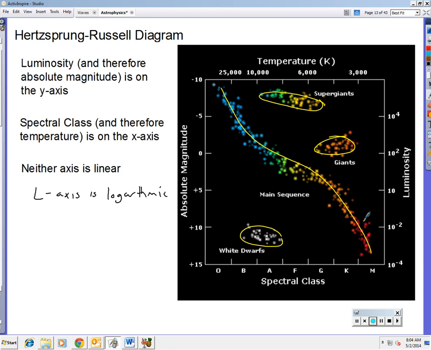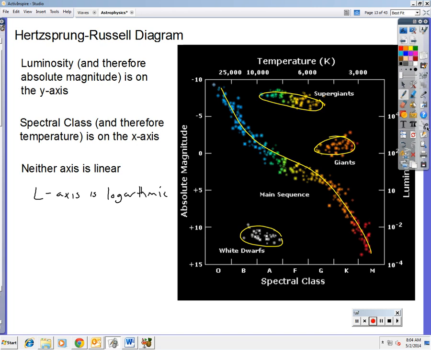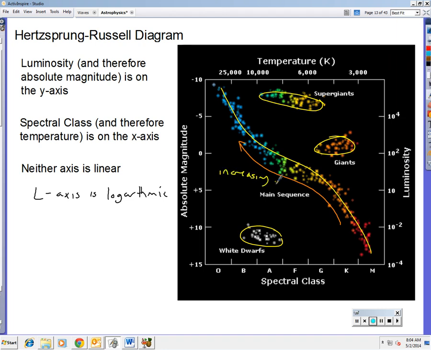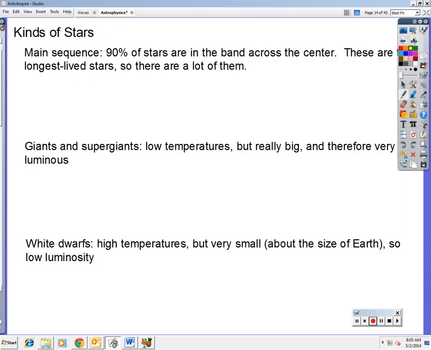Now, as you go this way on the main sequence, you get increasing mass, increasing luminosity, and decreasing lifetime. The stars on this end of the main sequence are very, very small, but last a long time, and they're not very bright. The stars on this end are like rock stars. They're big, they're very bright, and then they die young. And so that is the main sequence.